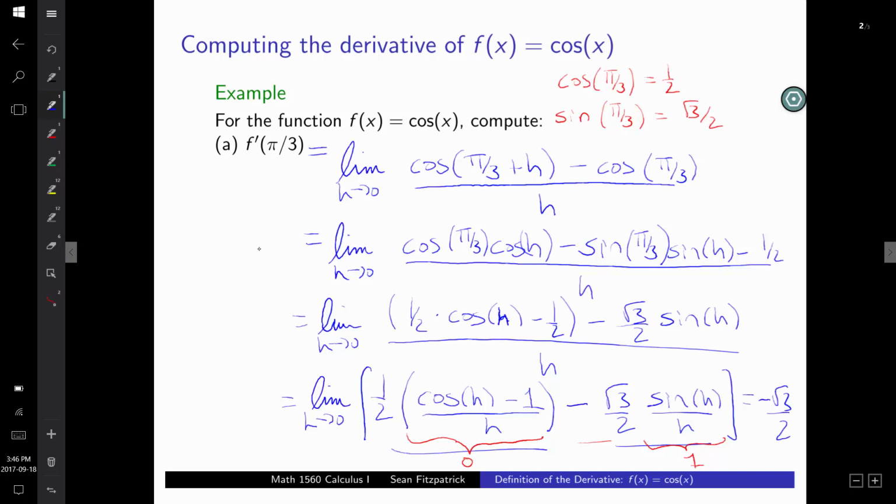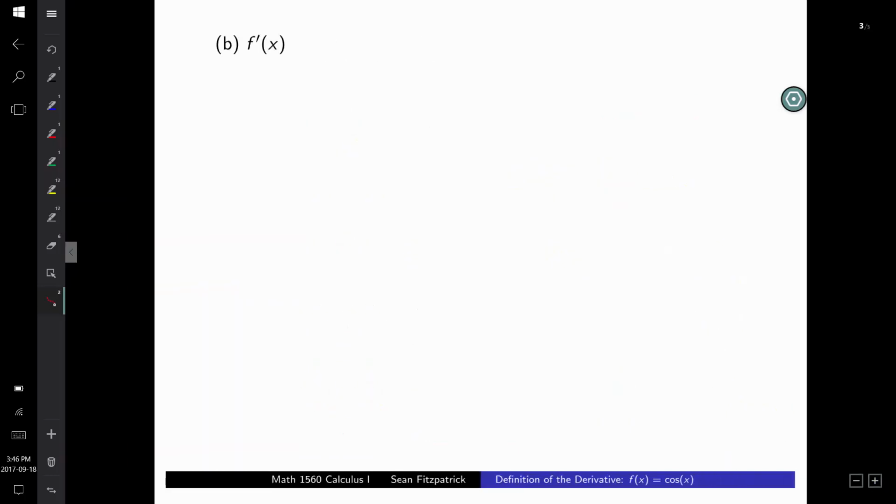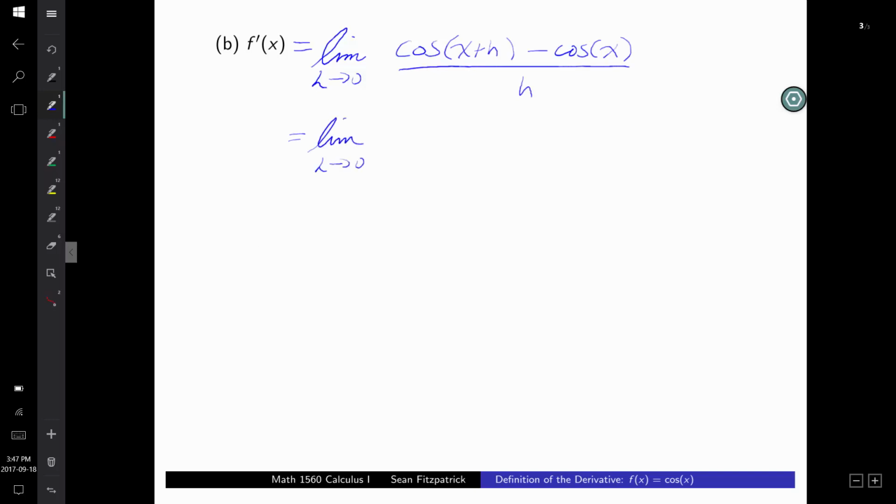Okay, and how do we do this generally? Well, notice what was that minus root 3 over 2? That came from this guy here, minus sine of pi over 3. And you probably won't be too surprised to learn that the derivative of cos in general will be minus sine. So here's how it's going to look. The limit as h goes to 0 of cos of x plus h minus cos of x, over h.